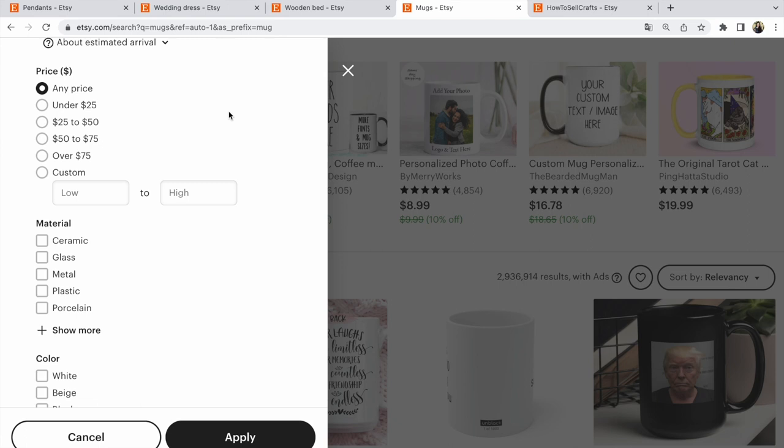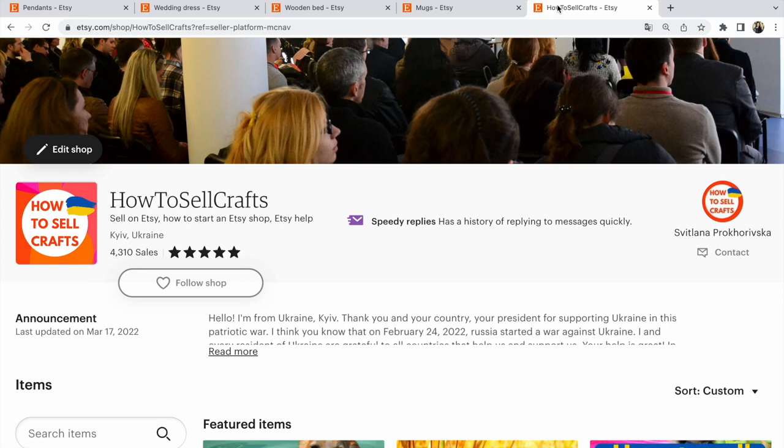Interesting, how about yours? Look at your items.